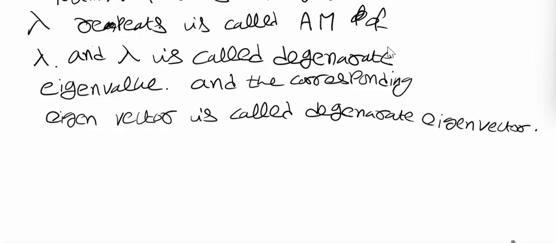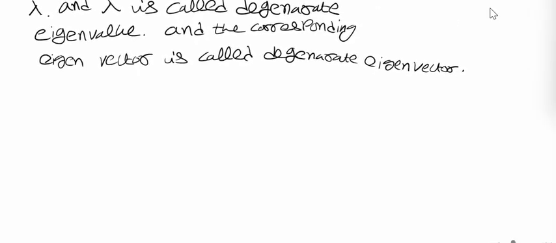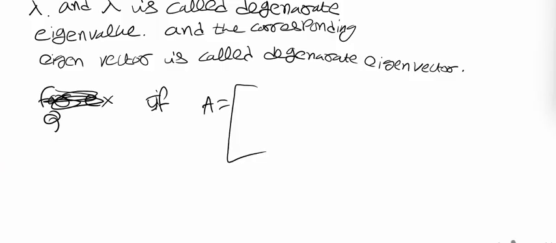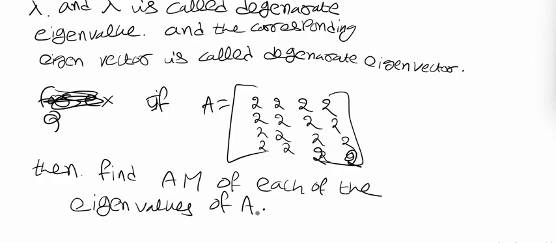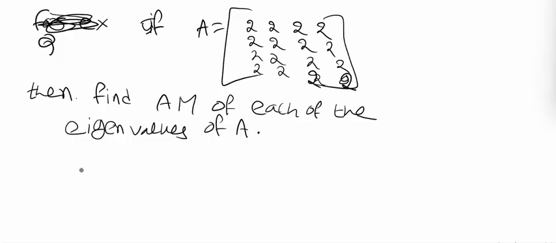For example, if A is equal to the 4 by 4 matrix with all entries 2, then find the algebraic multiplicity. Tell me what the eigenvalues are for this matrix. 0, 0, 0, three zeros and 8.